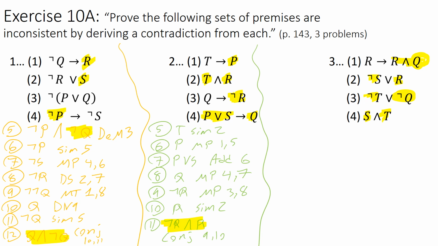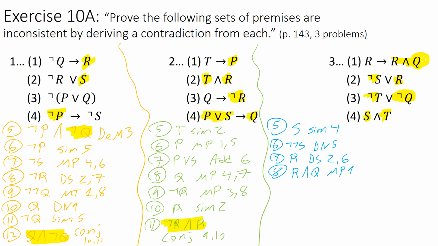So for 5, let's say S by the simplification of 4. For 6, we can say not S by our double negation of 5. For 7, we can get R, because we have a disjunctive syllogism with 2 and 6. For 8, we can now get R and Q, because we have modus ponens with 1 and 7.